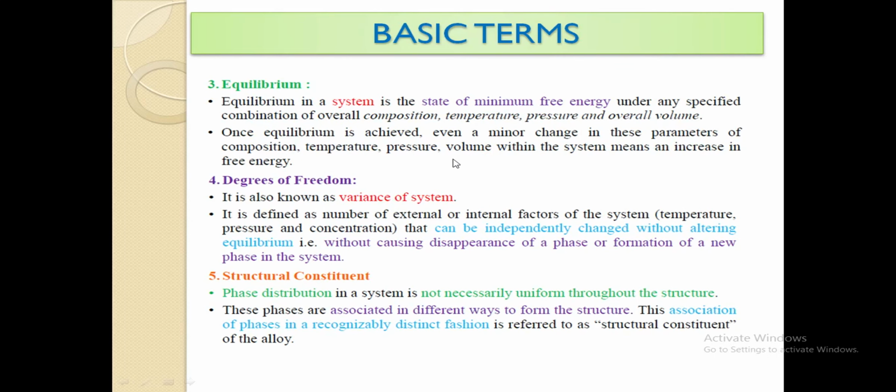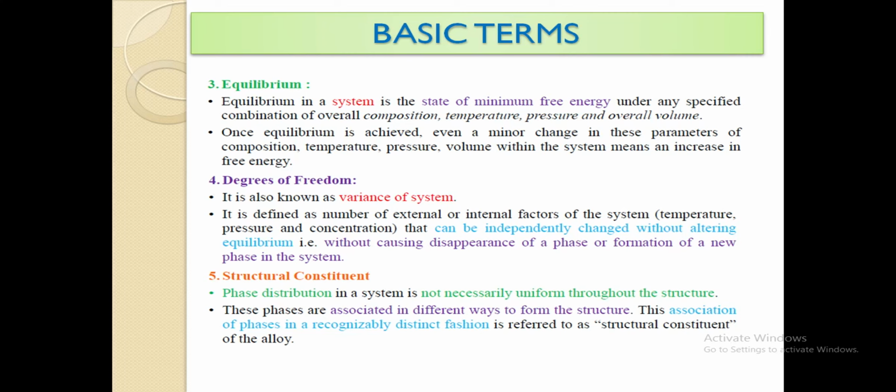Equilibrium. Equilibrium in a system is the state of minimum free energy under any specified combination of overall composition, temperature, pressure, and overall volume. Once equilibrium is achieved, even a minor change in these parameters of composition, temperature, pressure, volume within the system means an increase in free energy.